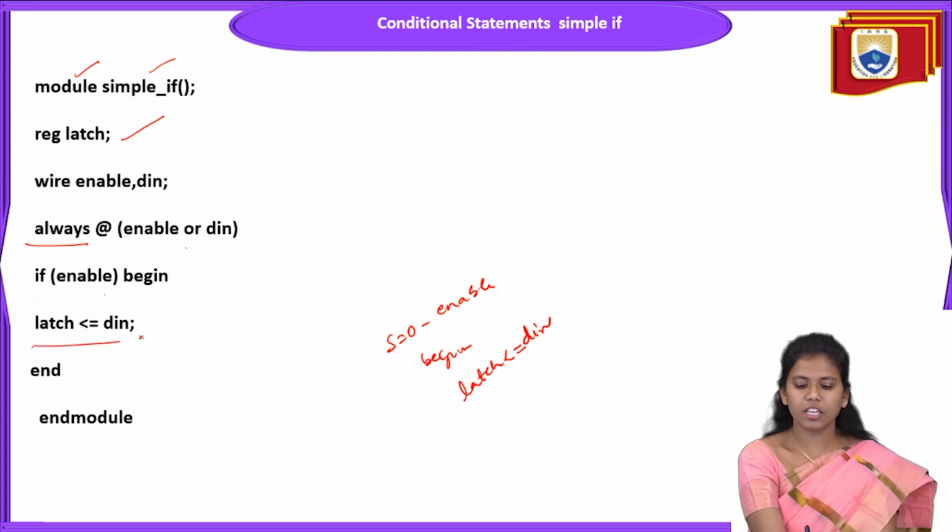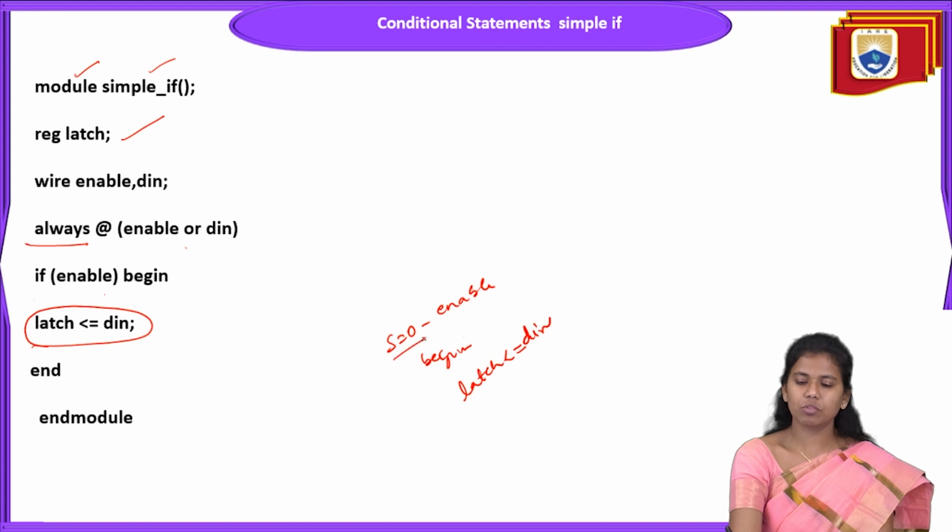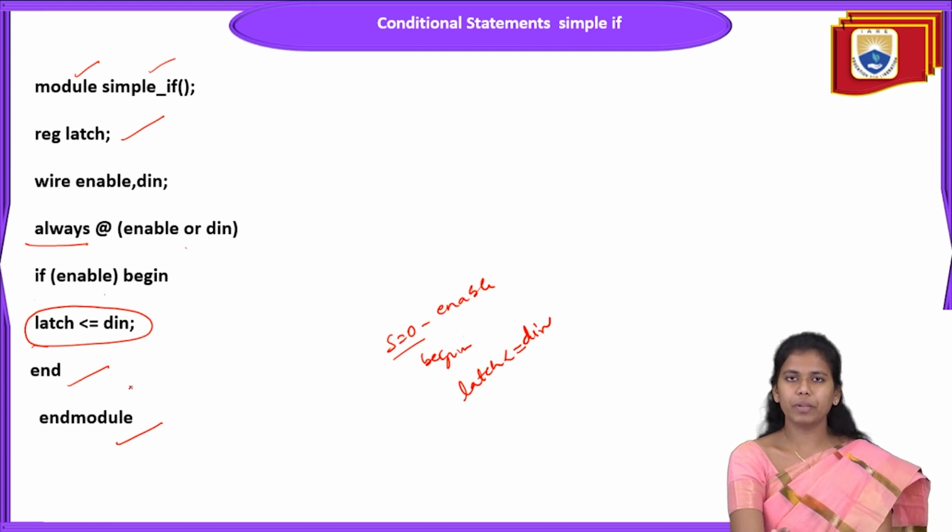Okay, my latch, if this condition arises, that means what? When s is equal to 0 is enabled, for example, then my latch becomes D input, less than or equals to D input, and I'm terminating with the end module. This is only a simple if.